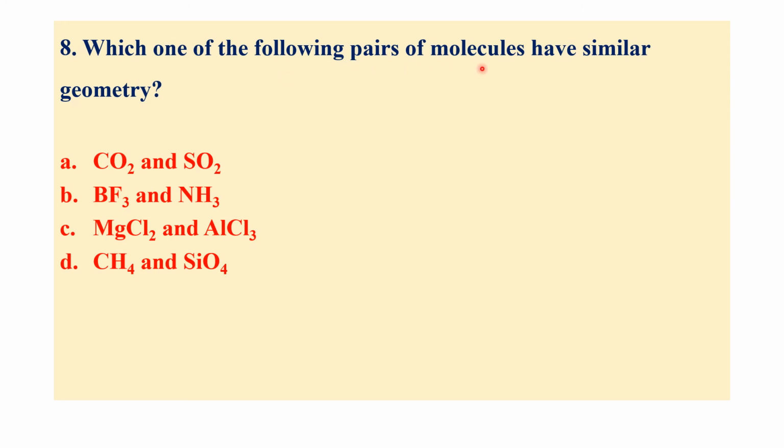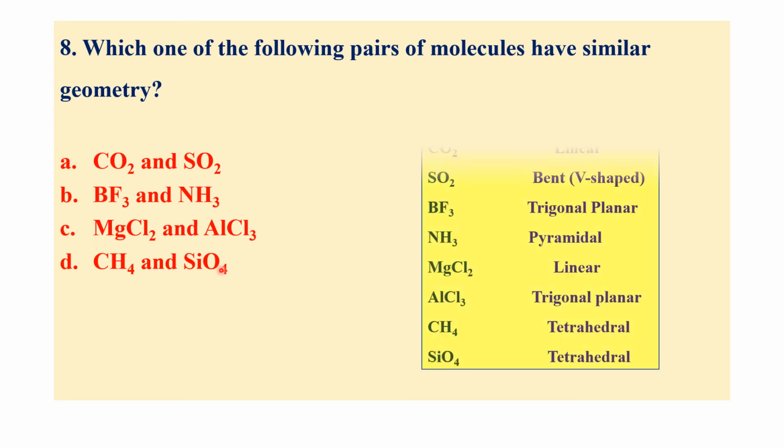Which one of the following pairs of molecules have similar geometry? Here two pairs are given. So we will first find their geometry. In the information table, the geometries are also given. Looking at these geometries, only option D, which has methane and silicon tetrafluoride, these two have similar geometry, that is tetrahedral. So the answer is D.